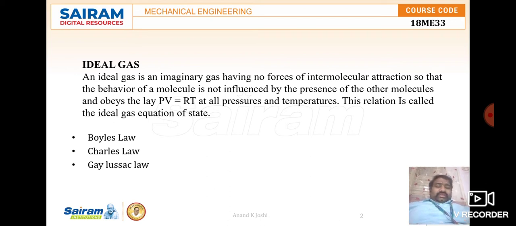And similarly, for the Gay-Lussac law, that scientist also proposed a law.